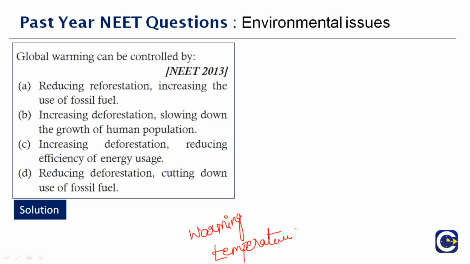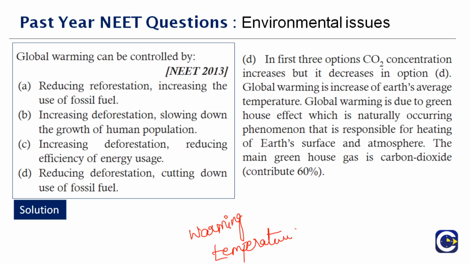So global warming, how can you reduce it? Okay, the answer is option D, reducing deforestation and cutting down the use of fossil fuels. You should reduce deforestation, and more trees have to be planted. Therefore, the right answer is option D.